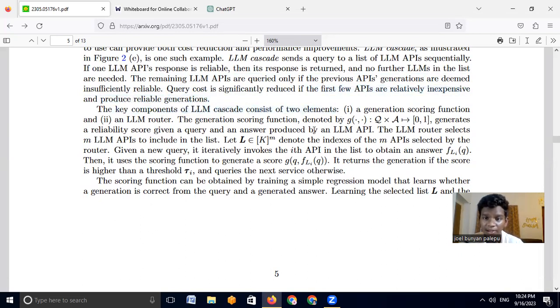The key components of LLM cascade consist of two elements: a generation scoring function and an LLM router. The generation scoring function generates a reliability score given a query and an answer produced by an LLM API. So basically, we are going to have two parts in this LLM cascade. The first part is the generation scoring function. When an answer is generated by one LLM in this list, we pass this generated output to the generation scoring function, and this function scores the response of the model. That is what the generation scoring function is doing. The LLM router selects LLM APIs to include in the list. I think the router will just select some APIs that should be included in the list.